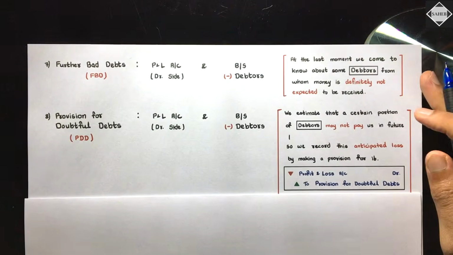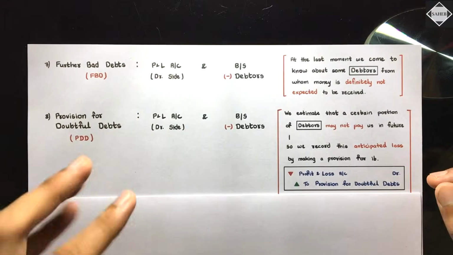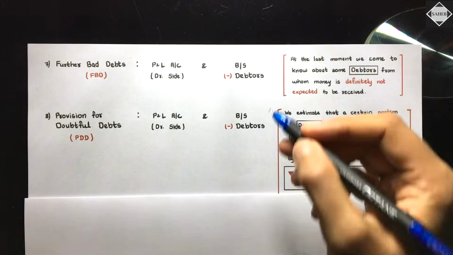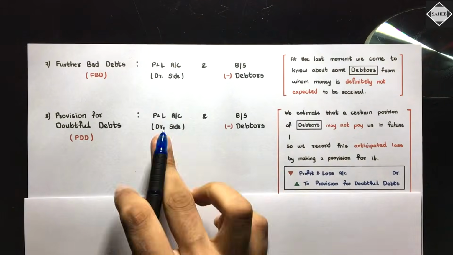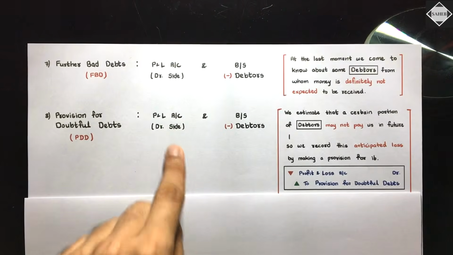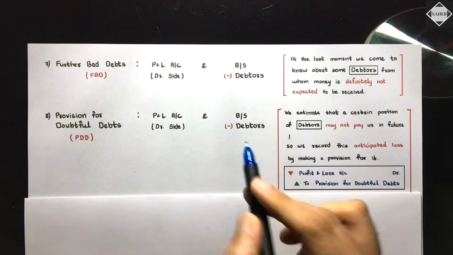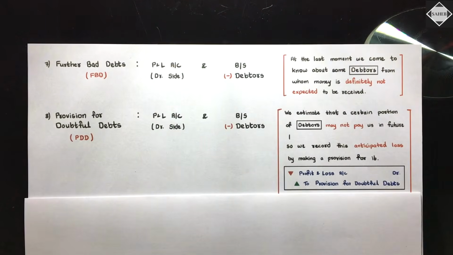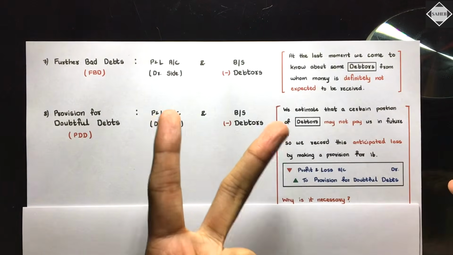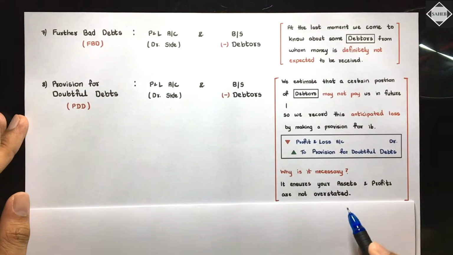Your profit will be decreasing and this provision will be increasing. Because of this your profit decreased by 5,000. Then you also show this provision as a deduction from your debtors figure. Two things are happening: profit and loss debit side has been recorded, so your profits are reducing and your asset is also reducing by 5,000. So you are making sure that your profit and assets are not overstated.